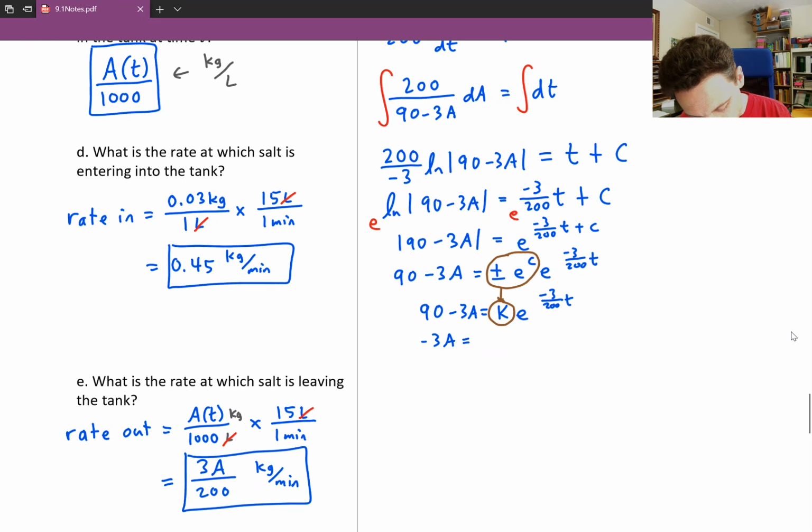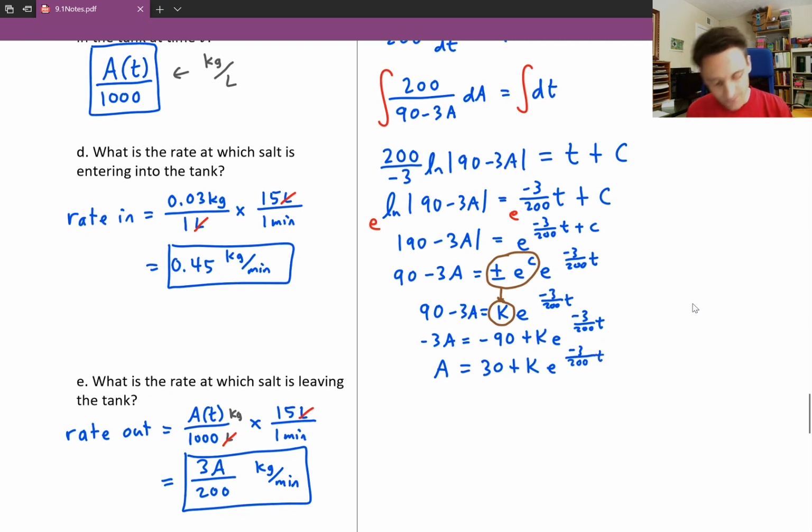What we'll do is subtract the 90 and then divide through by -3. So subtract 90, and then divide by -3. -90 divided by -3 is positive 30. And here we're going to be, again, a little bit sloppy. We're going to say k divided by -3 just absorbs into k, so I'm just going to leave it as plus k e to the -3/200t.